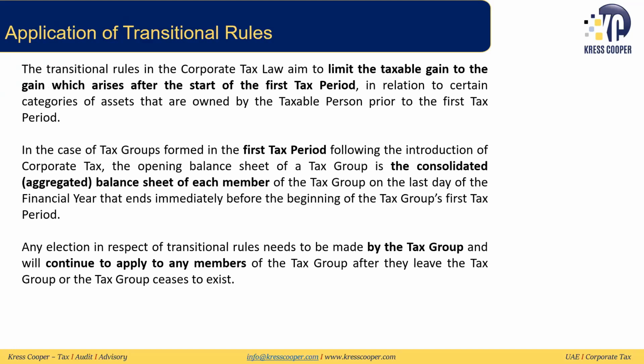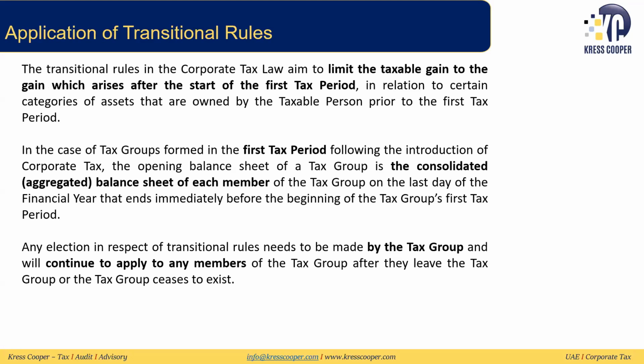Now, the transitional rules are there in the corporate tax law. They aim to limit the taxable gain to the gain which has arisen after the start of the first tax period, in relation to the categories of assets that are owned by the taxable person prior to the first tax period. So it's trying to limit this gain.